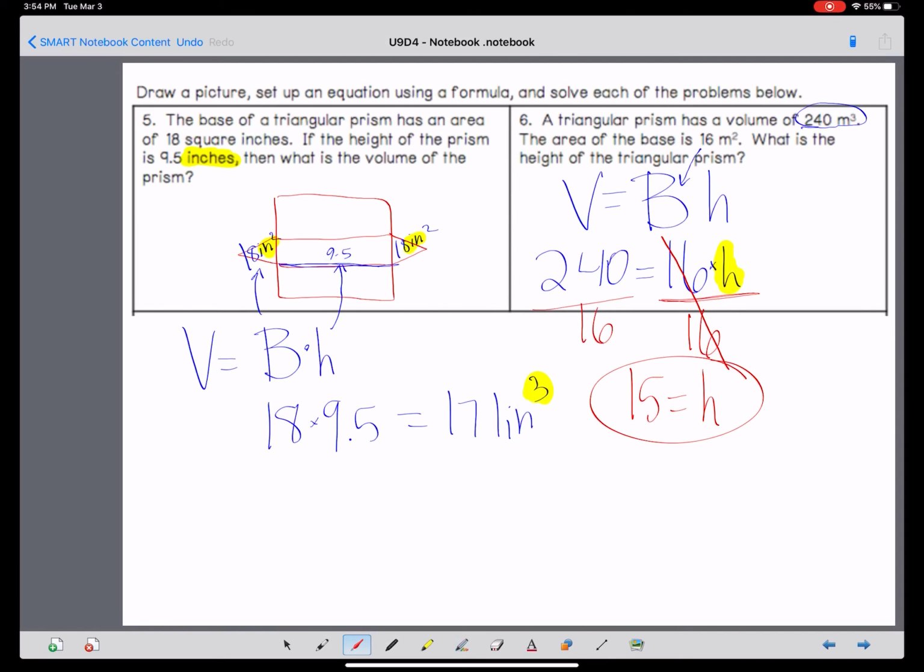So our answer is not just 15 because I said, what is the height? So our answer is going to be 15, and it's in meters. So I'm going to say 15 meters. I'm not going to cube my answer because they didn't ask me to find the volume. They asked me to find the height. They gave us the volume and said find the height. So that's going to be our answer, 15 meters.